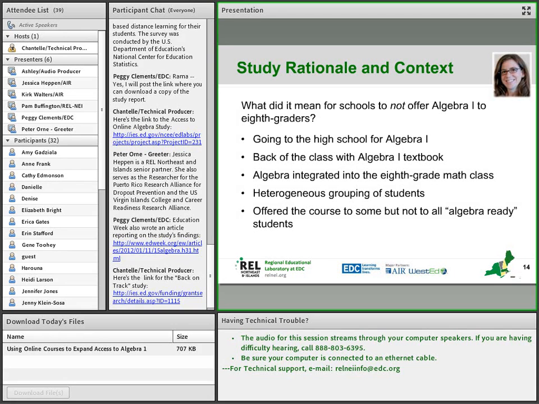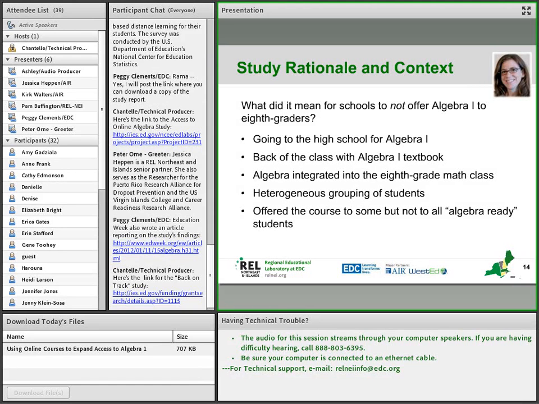We knew the historical, age-old situation that there would be students sitting in the back of the class with an Algebra I textbook while the rest of the 8th graders took a more general 8th grade mathematics class. We knew that the content of algebra was integrated into the 8th grade math class, whether it was called general math or not. We knew that these schools, often schools that didn't offer Algebra I to 8th graders, were committed to heterogeneous groupings of students, having students with mixed ability levels in the same class with differentiated instruction.